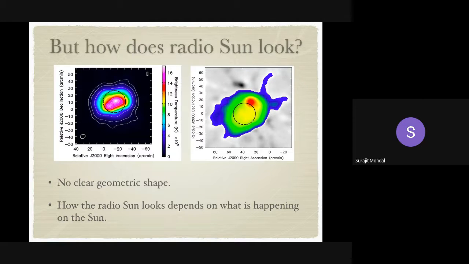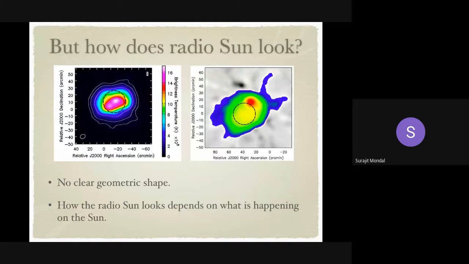Now, one might ask, so what is this structure? It looks very weird and it is not completely absent in this image. Actually, how the radio sun looks like depends on what is happening on the sun. Now, let me go in slightly more detail on what is this structure here, which was completely absent in this image. This is the radio counterpart of something which is called coronal mass ejection.